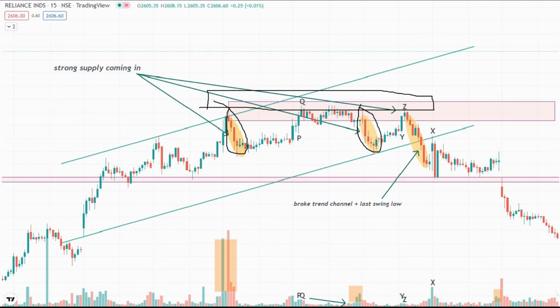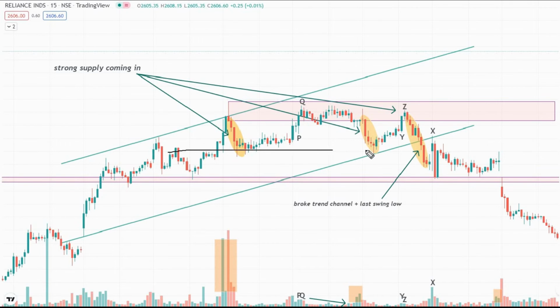Now see what happened. This level is a very, very important level. From here prices took support and again tried to continue its upward momentum. Again, when prices came to this level, buyers pushed the prices towards the upside, but prices were not able to cross this level and continue the upward momentum. Then what happened? This strong selling pressure broke this important support zone also.